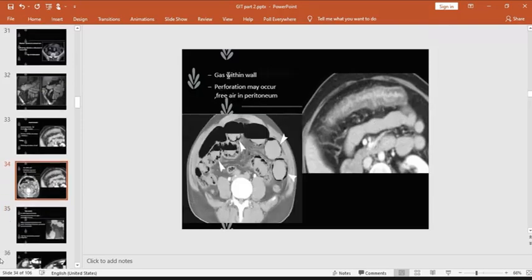Also, there is the presence of gas within the wall. Perforation may occur, and we detect intraperitoneal air. If you look at this, it contains contrast and air. But if you look at the wall, there is air in the wall itself rather than the lumen. This is indicating small bowel wall.